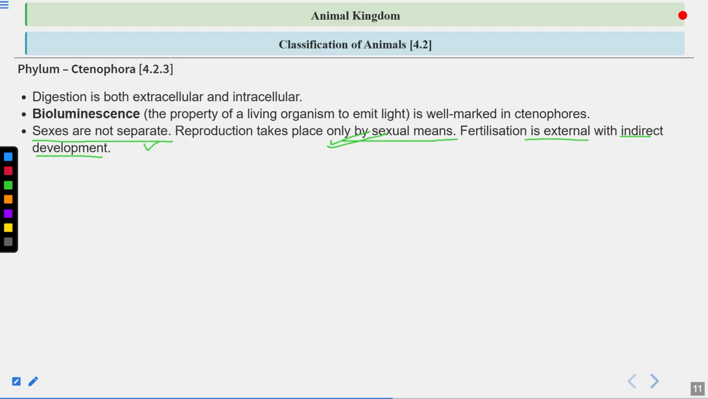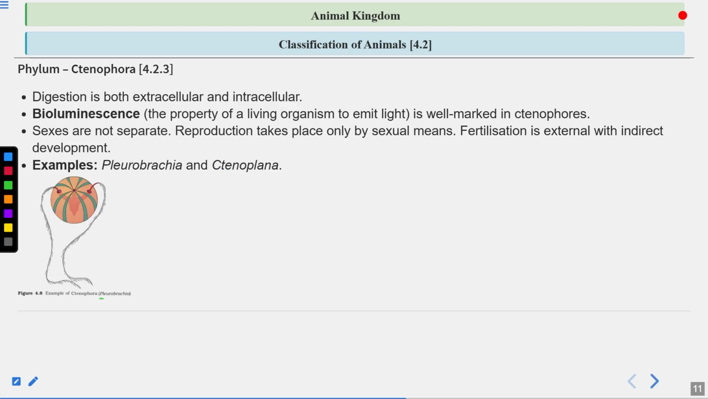These are the very important features of the phylum Ctenophora. You must remember they are exclusively marine. Reproduction takes place only by sexual means. They have comb plates. They have bioluminescence. They emit light in the dark, right? Fertilization is external, with indirect development. They have a larval stage. Now, examples: Pleurobrachia and Ctenoplana.